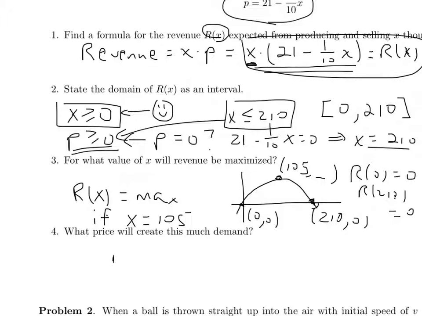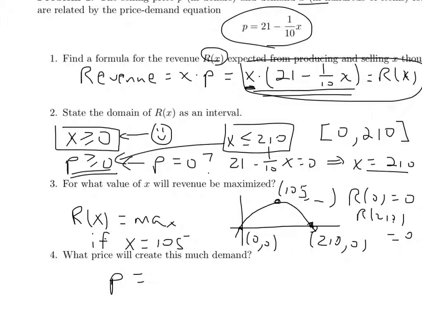So the price that creates this much demand, this is just a matter of going back to the price equation up here. It's asking about price, so I just have to find where price occurs in the problem. Price is 21 minus 1/10 x. The x here is 105. So I have 21 minus 105 over 10. So 21 minus 10.5 is 10.5.